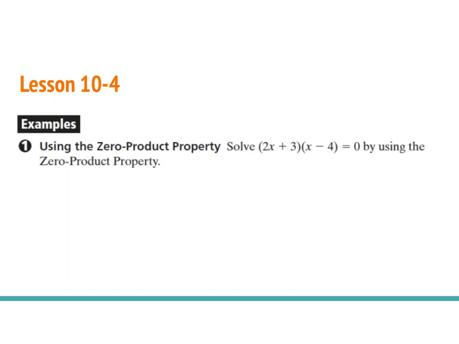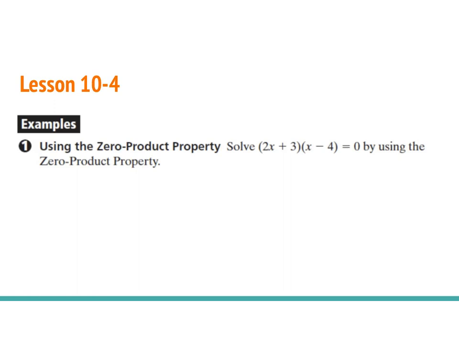So in this, we have here 2x plus 3 times the quantity x minus 4 equals 0. If you think about this, if you have two things multiplied together and they equal 0, let's say a and b, a times b equals 0, then either a has to be 0 or b has to be 0, because anytime we multiply by 0, we get 0. So that's where this zero product property is coming from. If we have two things multiplied together, we know one of those two things has to be 0.